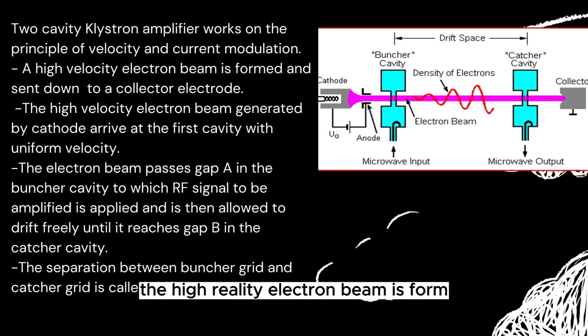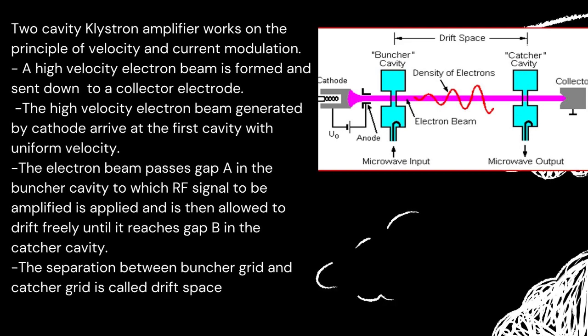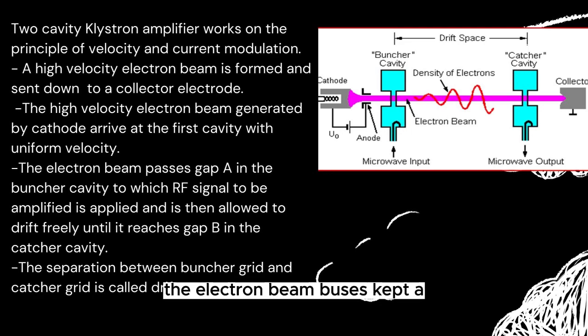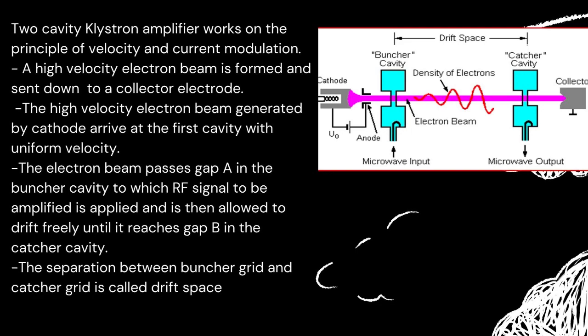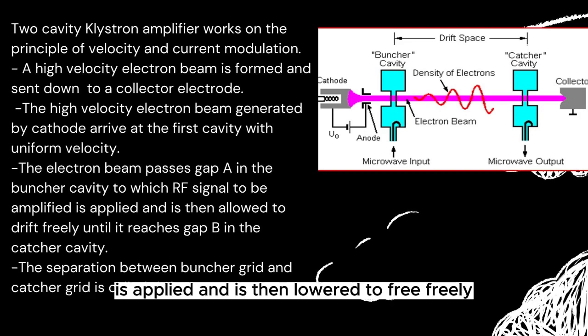A high-velocity electron beam is formed and sent down to a collector electrode. The high-velocity electron beam generated by the cathode arrives at the first cavity with uniform velocity. The electron beam passes gap A in the buncher cavity, to which the RF signal to be amplified is applied, and is then allowed to drift freely until it reaches gap B in the catcher cavity. The separation between the buncher grid and catcher grid is called drift space.